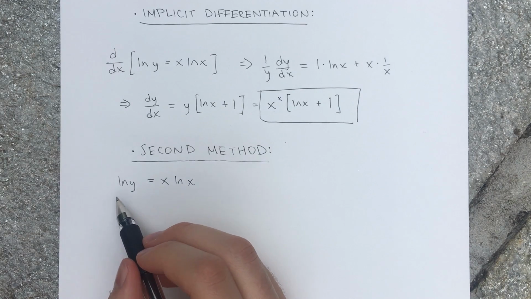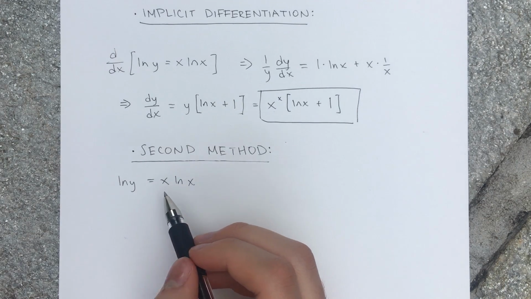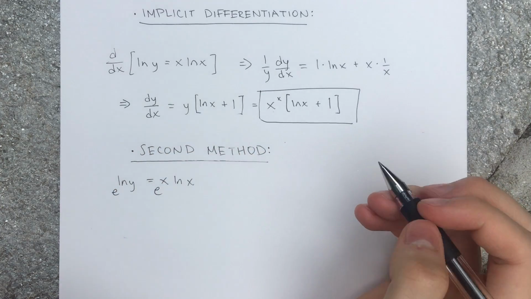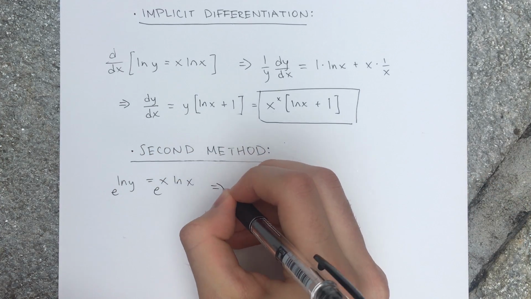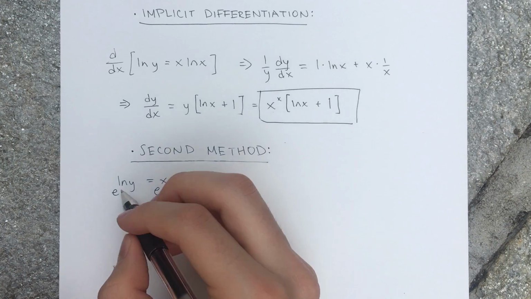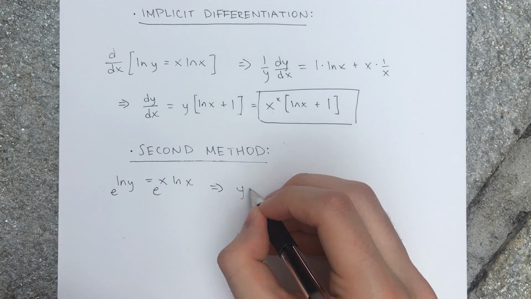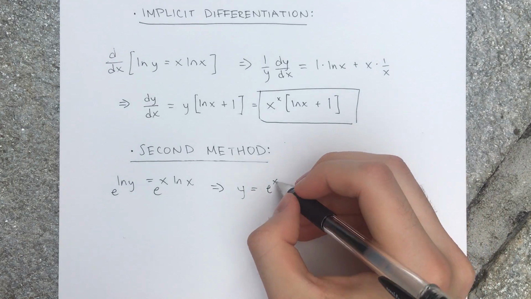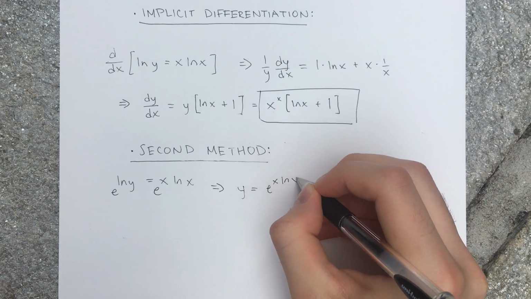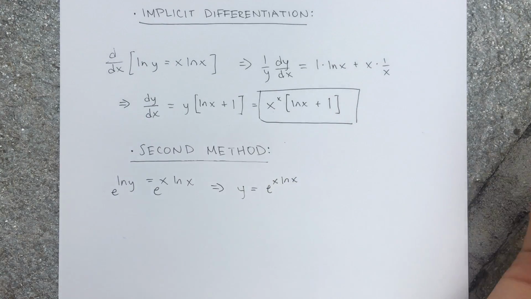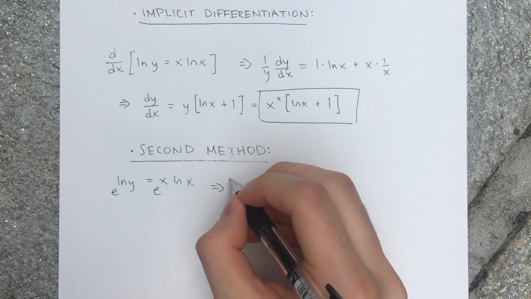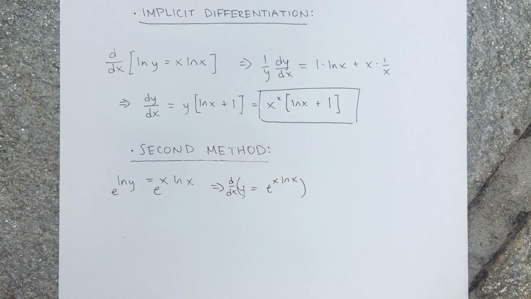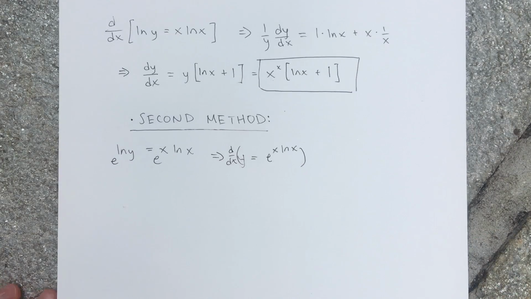Let's now raise both sides to the power of e. This tells us that e to the ln y is just y. And we'll have e to the x ln x. So this is just y. Now we can take the derivative of both sides and see what we get.